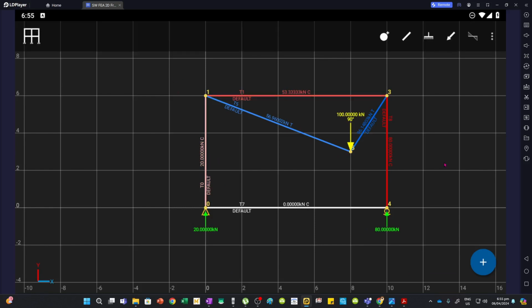However, in real life, the members that we removed, although they are zero force members, are the ones that help our truss to prevent buckling. So if we have zero force members, it does not mean that those members are useless, because again, they offer resistance to buckling. However, this member here carries a zero force, but we can't remove this because if we remove this member, our truss will become unstable.